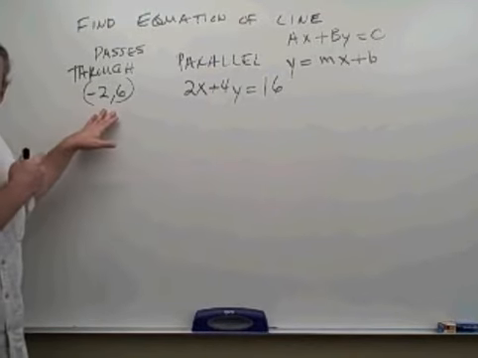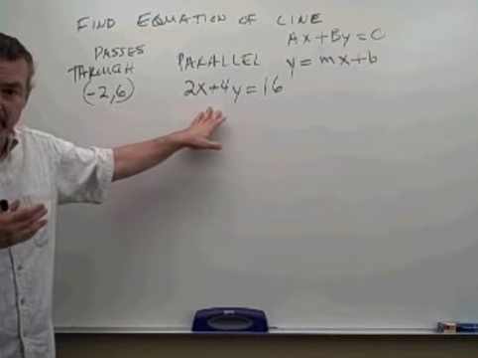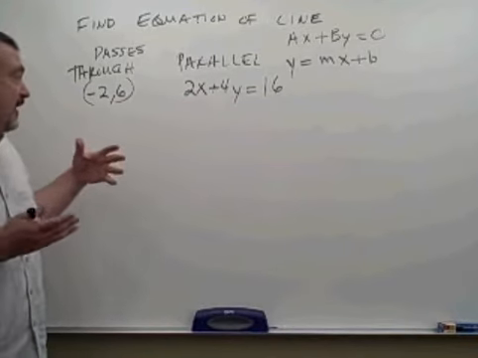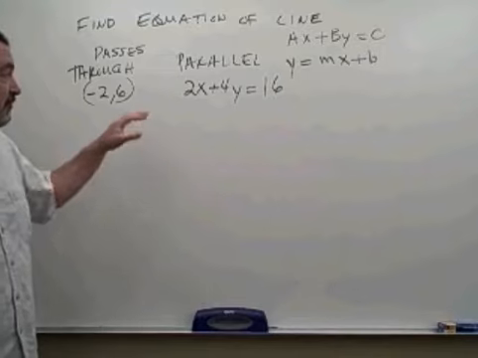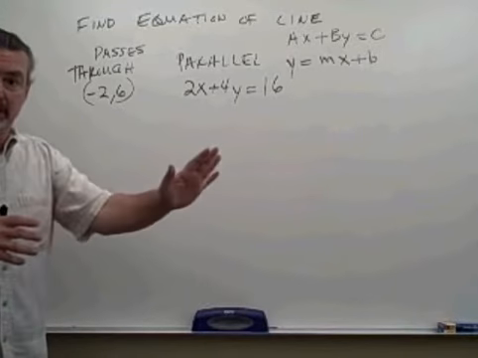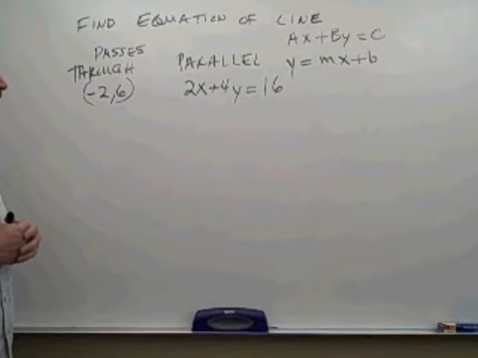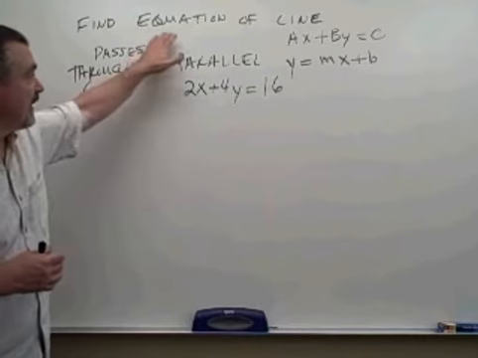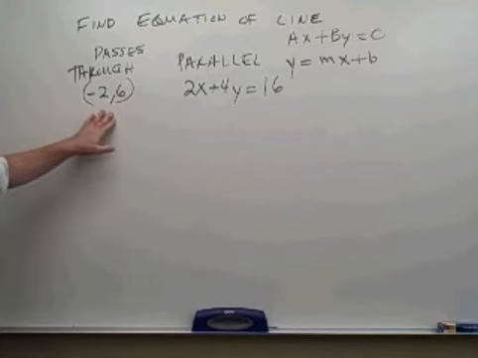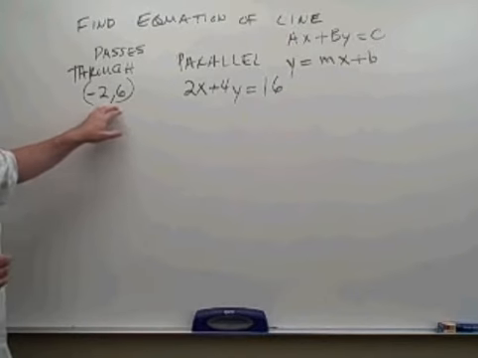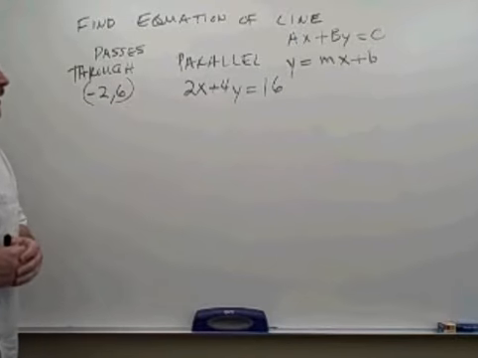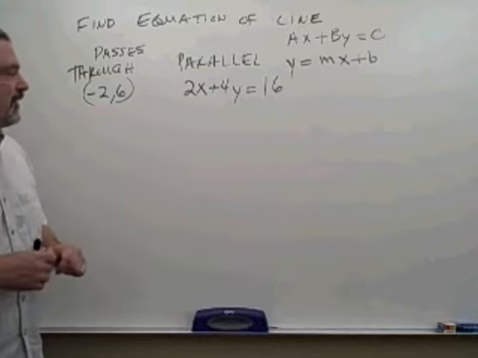Well, there's a straight line that passes through this point that would be parallel to that line. For any point, I can find a line that would be parallel to some other line that was there on the graph. And so I want to find the equation that relates to this point, and it's parallel to the line defined by this equation.